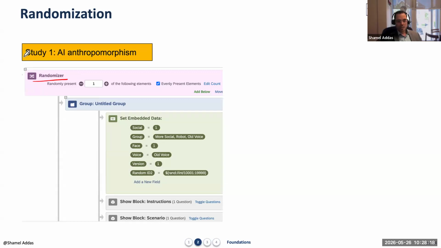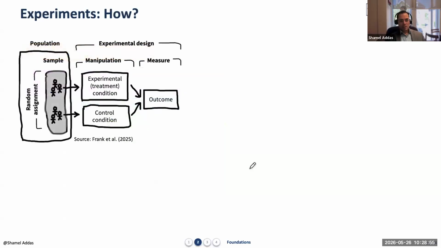So for instance, here, this is from study one, AI anthropomorphism. And remember, it was a 2x2x2. So we had two levels of social communication. We had two levels of appearance, which I called here face. And we had two levels of animation and voice, which is called here voice. So you can set embedded data in Qualtrics so that the randomizer would assign every participant randomly to one of, in this case, 8 different groups, because it's 2x2x2.